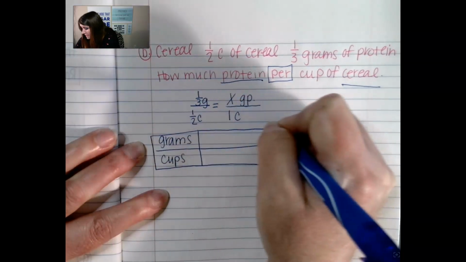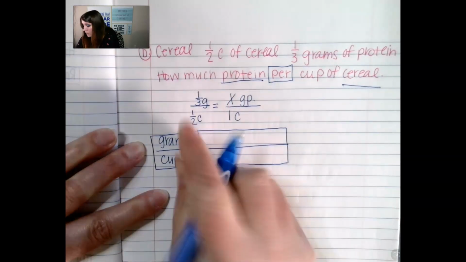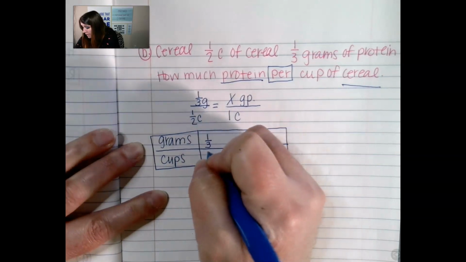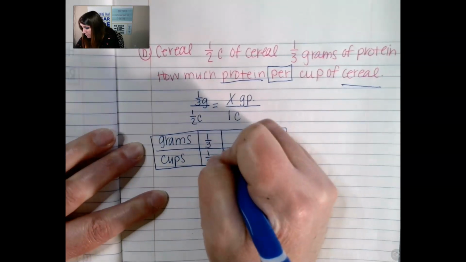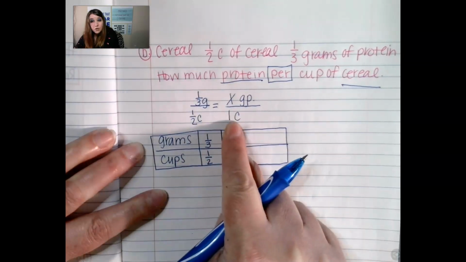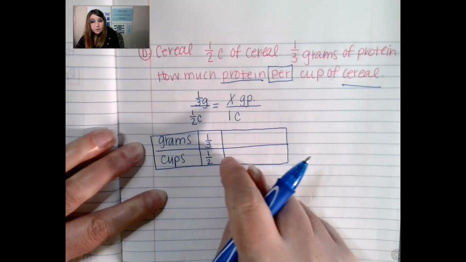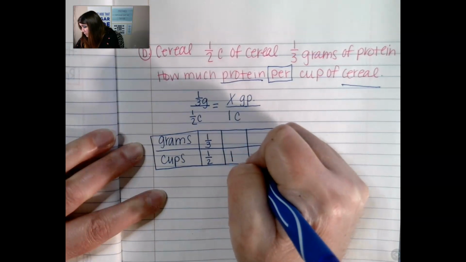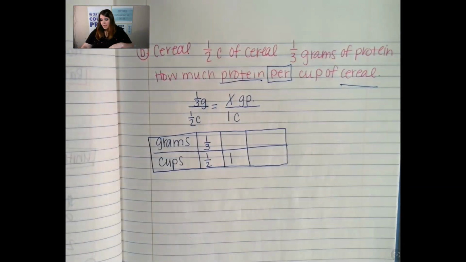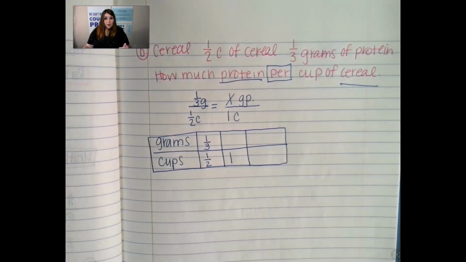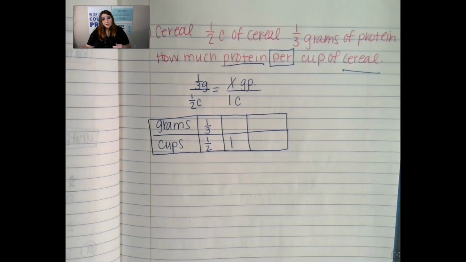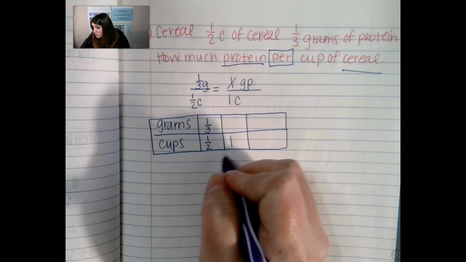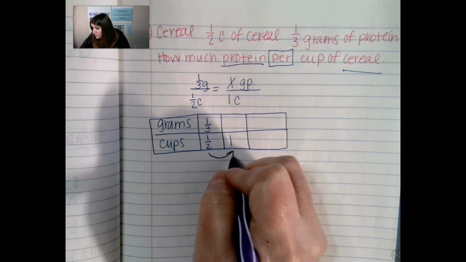All right, my initial ratio was 1/3, so I had 1/3 for every half a cup. I want to know how much is in a cup. So 1 right there. All right, now I am ready to do some multiplication. How do I get from a half to 1? What do I have to do?